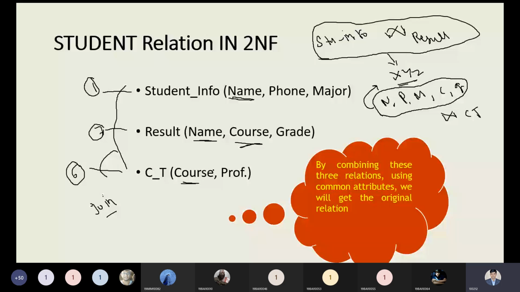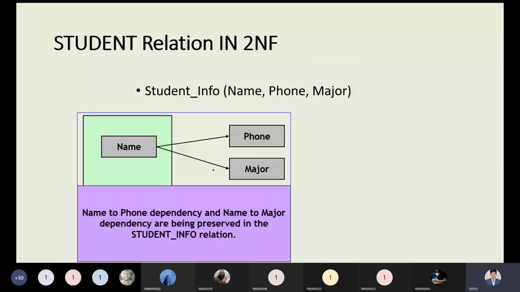Now tell me, is this point clear to you? Yes, sir. Okay, good. So now we have the summarized information in a diagrammatic way, and it will help you understand the concept properly in more detail. The student information has name, phone, and major. So name to phone dependency and name to major dependency are being preserved in the student info relation.